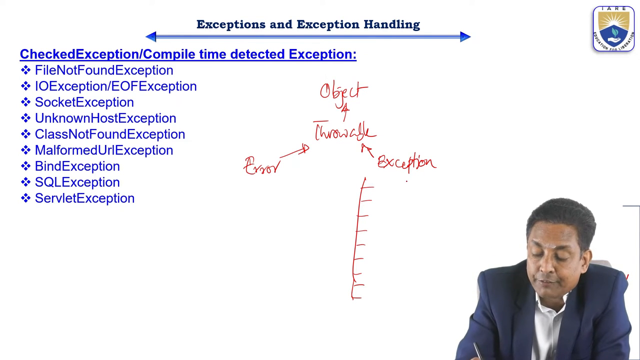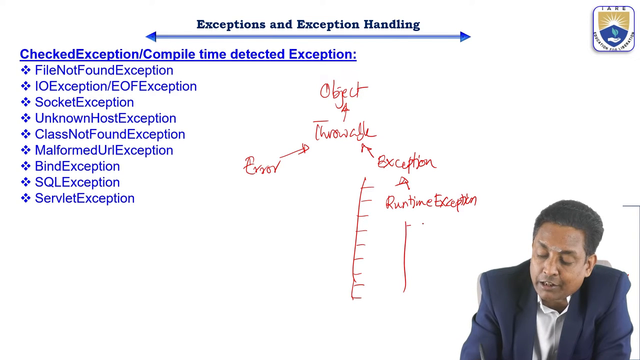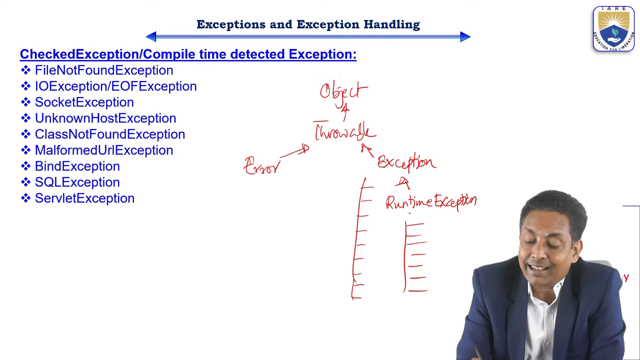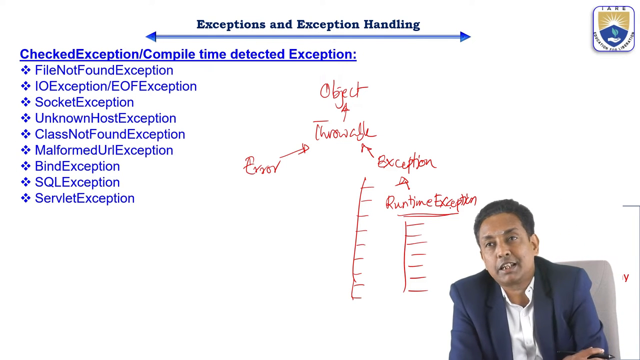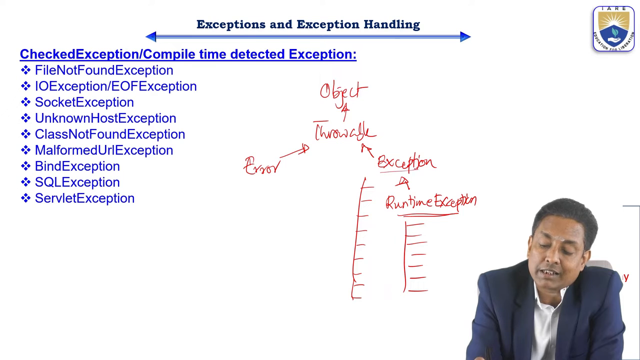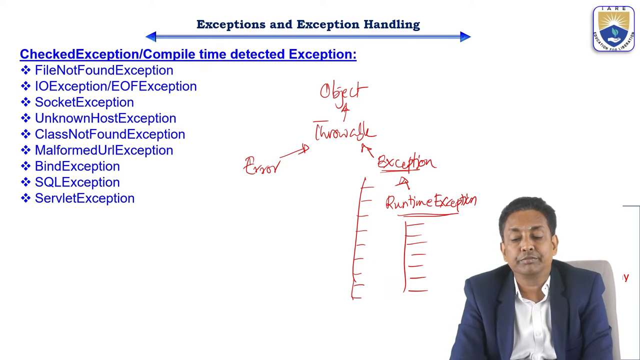And from the Exception class, one more class is derived. The class name is RuntimeException. Classes derived from RuntimeException are all called unchecked exceptions. Classes derived from RuntimeException are called unchecked exceptions. All checked exceptions are directly derived from the Exception class.